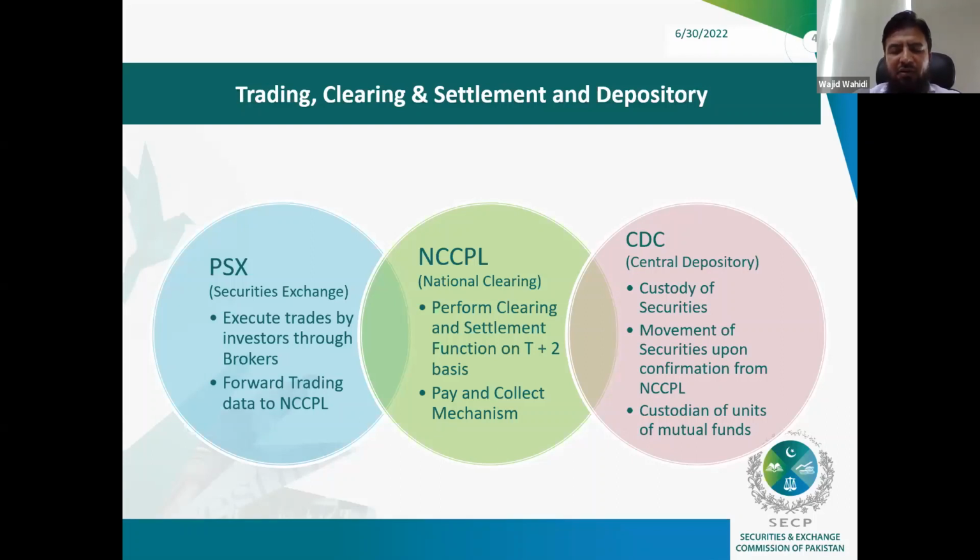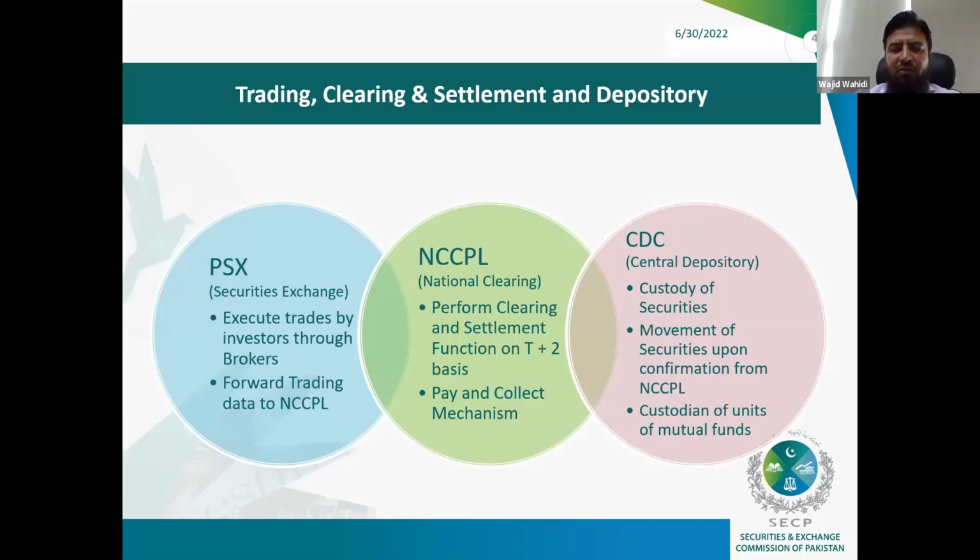After the receipt of complete financial obligations from the broker, the instructions shall be moved to the CDC, and the CDC transfers the shares from Mr.